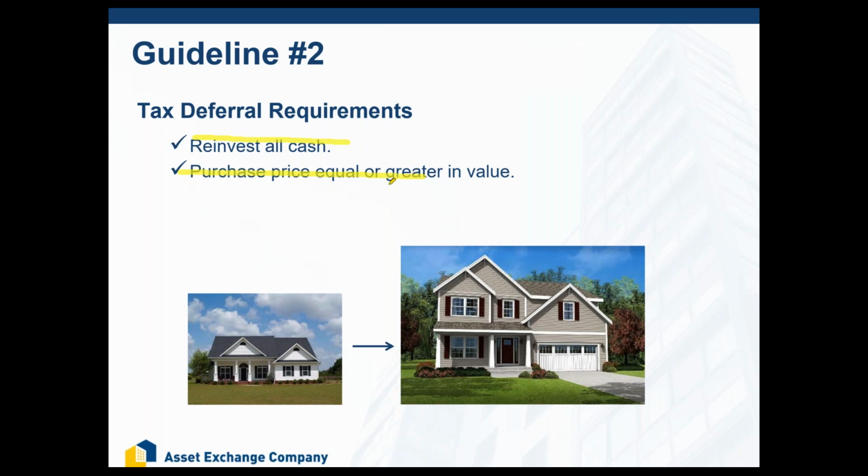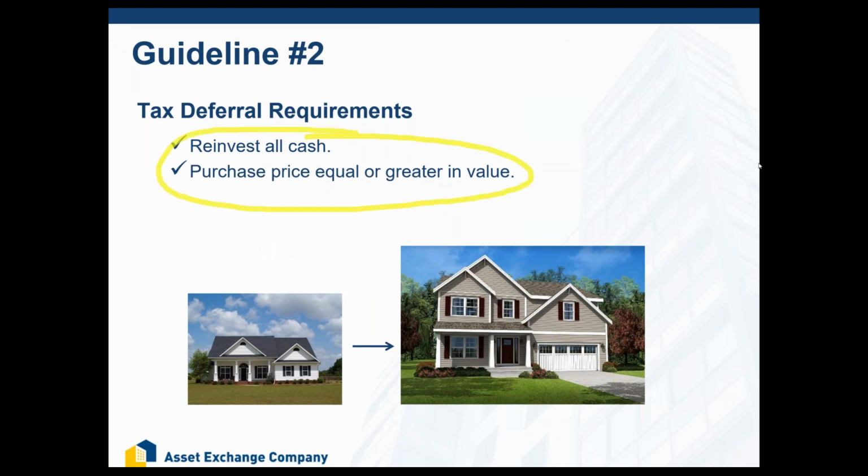And a lot of people get confused on this. I had a client say to me, well, geez, I'm selling a $1 million property. I have $200,000 in profit. So what I want to do is go out and buy a $200,000 1031 exchange property. What do you guys think about that? That doesn't work, okay? Because you're doing neither of these.